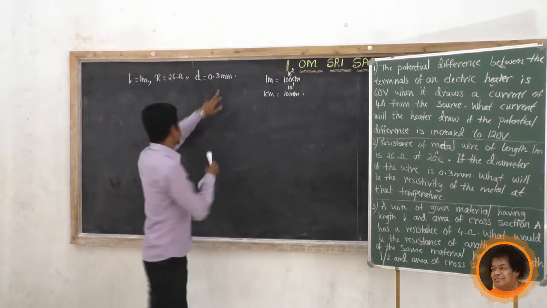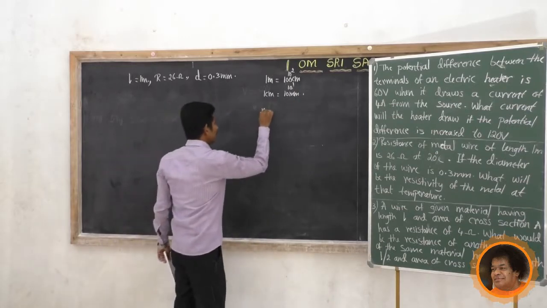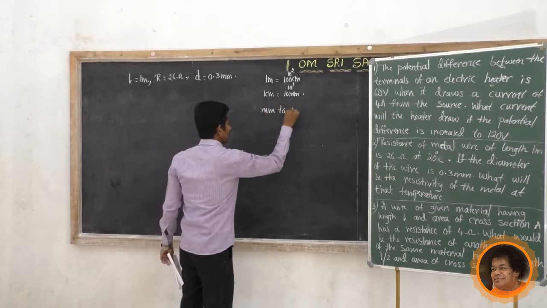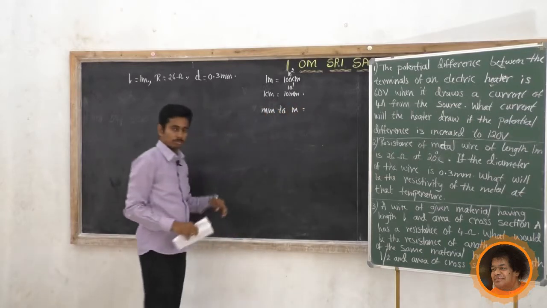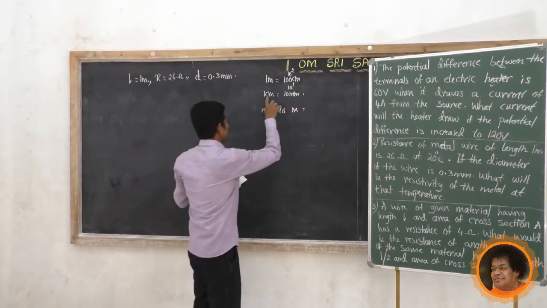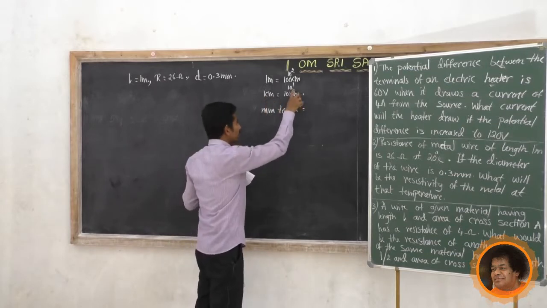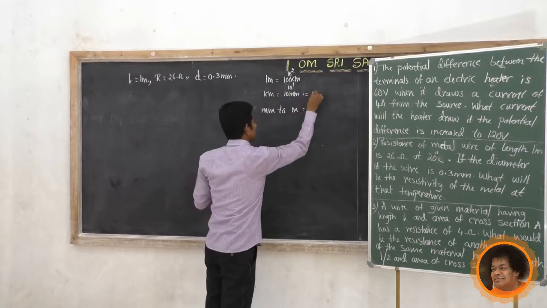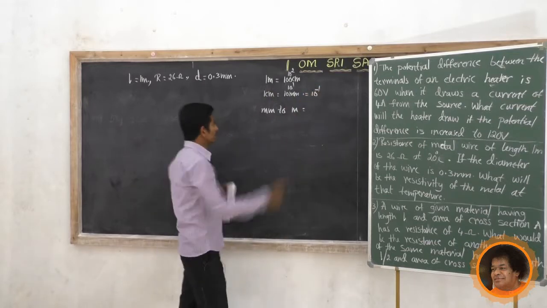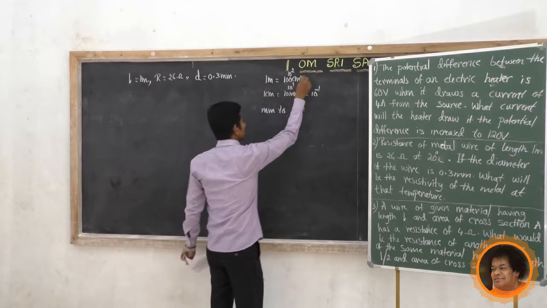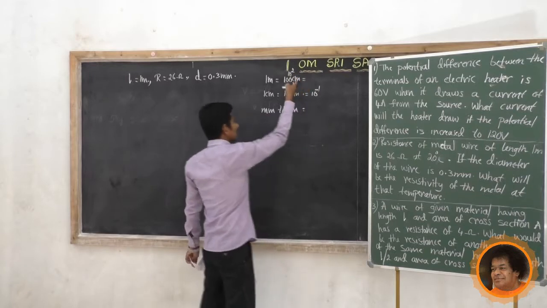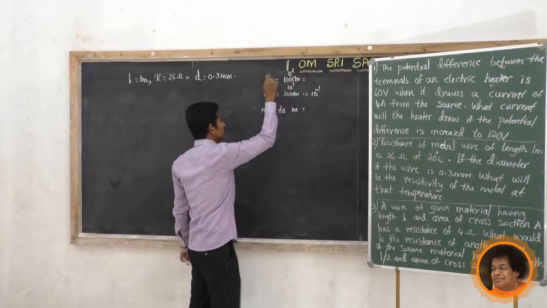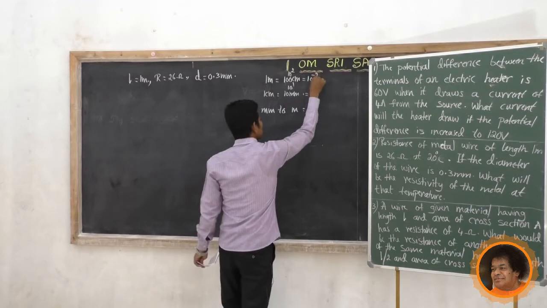Now, we have to convert millimeter to meter. Centimeter to millimeter, 10 to the power 1. So, millimeter to centimeter, it is 10 to the power minus 1. Meter to centimeter, it is 10 to the power 2. The reverse of this, centimeter to meter, it is 10 to the power minus 2.